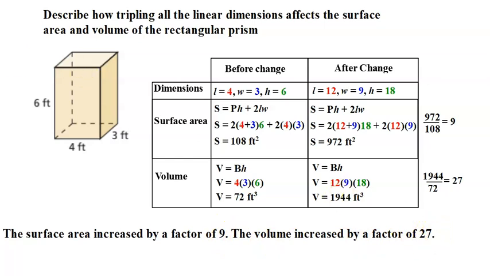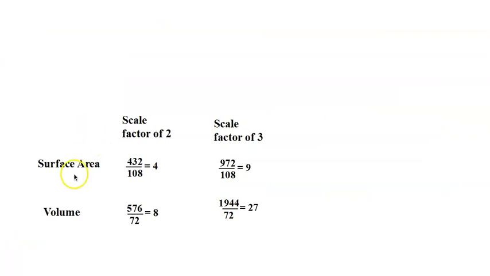So let's take a look at this. Let's see if we can find a pattern here. Scale factor of 2, the surface area went up by 4, volume went up by 8. Scale factor of 3, surface area went up by 9, volume went up by 27. If you look at this, from 2 to 4, 3 to 9, well, that's just 2 squared, and 9 is 3 squared. So we're just taking the scale factor and squaring it.